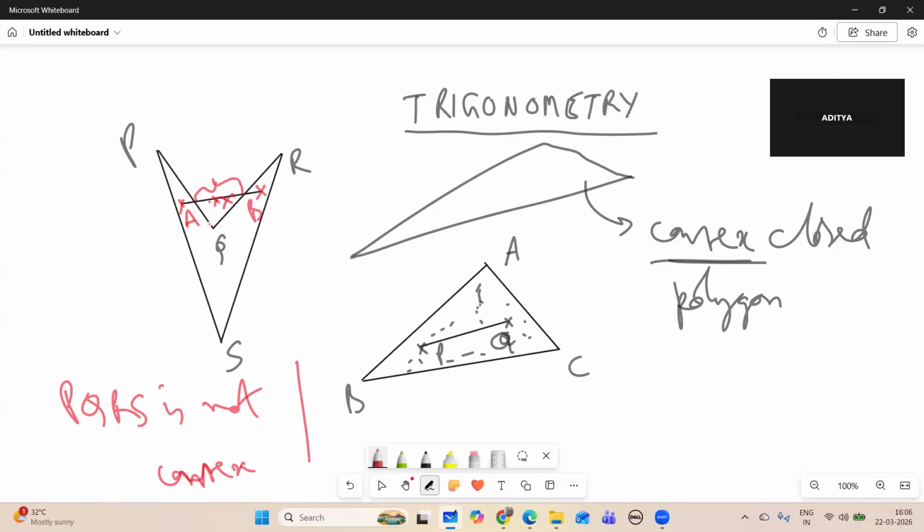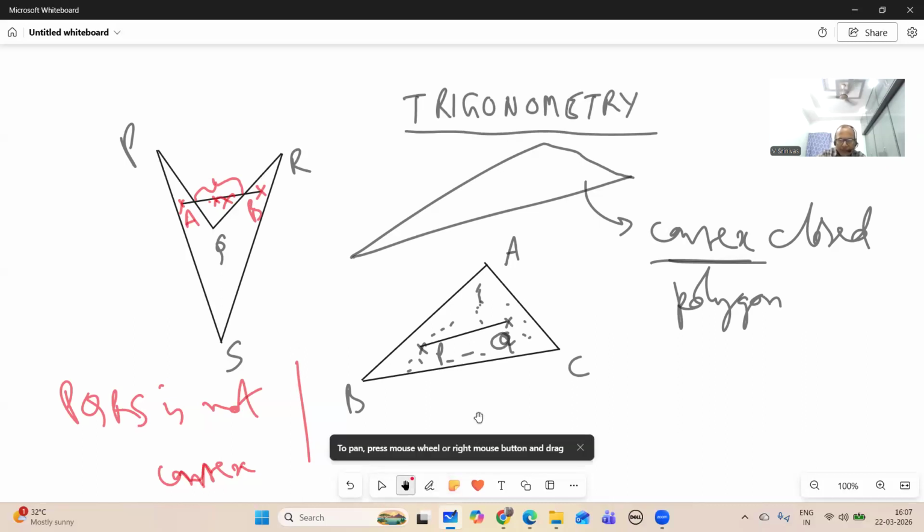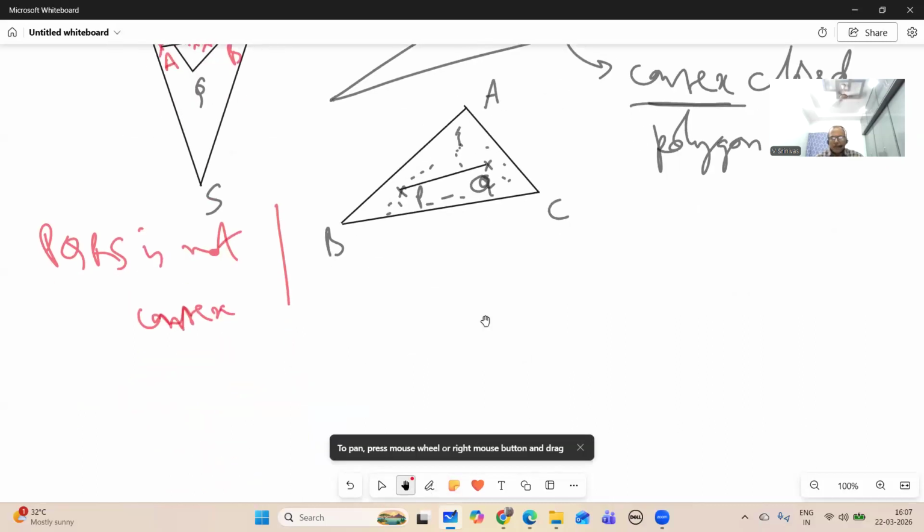So the triangle becomes convex, whereas this kind of figure, though it is a polygon, fails to be convex. And then I will give an example of a figure which is not closed.